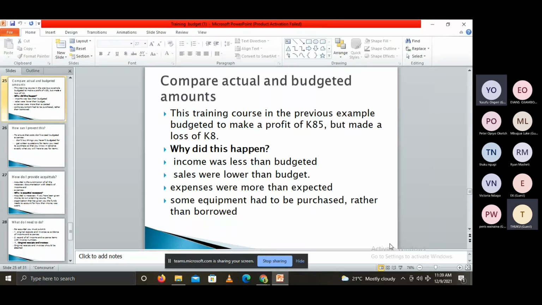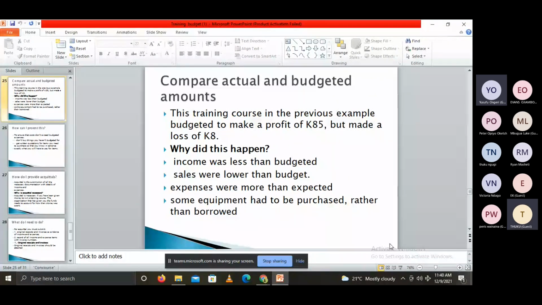This is just an example. I don't think it's very relevant here. But you may find that you had budgeted to make a profit of 85K, maybe in shillings or dollars or whatever, but you made a loss of 8. Why can that happen? Income was less than budgeted. Sales were lower than budgeted. Expenses were more than expected. All these can lead to that loss. Some equipment had to be purchased rather than borrowed.